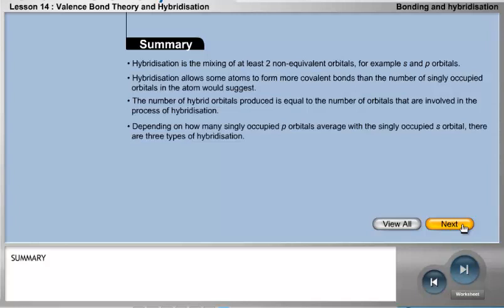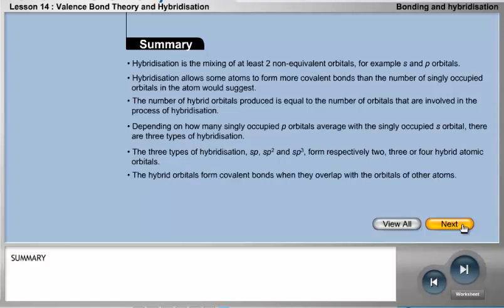Depending on how many singly occupied p orbitals average with the singly occupied s orbital, there are three types of hybridization. The three types of hybridization, sp, sp2, and sp3, form respectively 2, 3, or 4 hybrid atomic orbitals. The hybrid orbitals form covalent bonds when they overlap with the orbitals of other atoms.